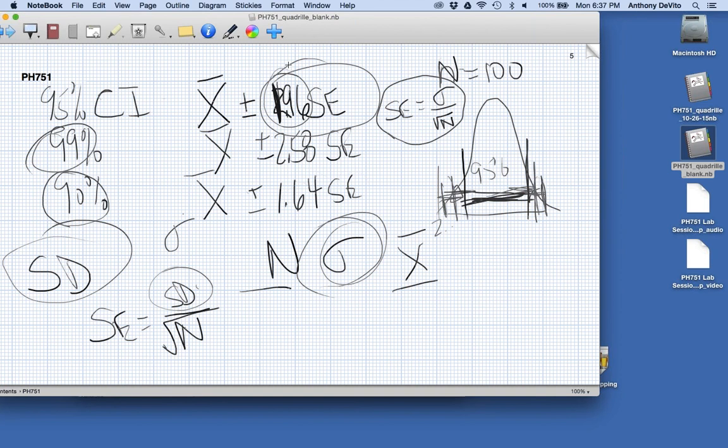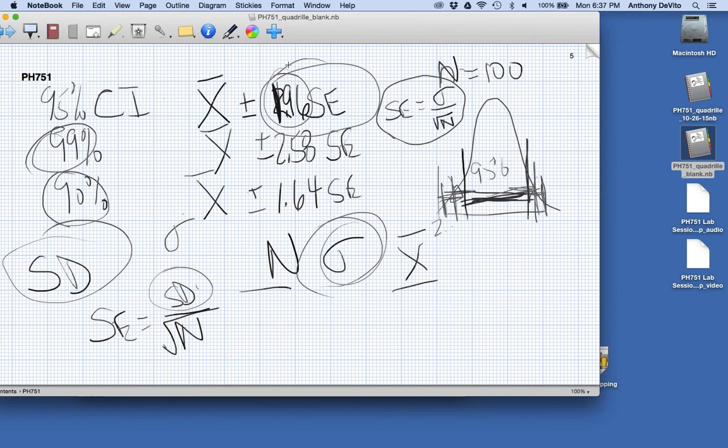Well, sometimes I may be using 2. Sometimes I may be using 2.5. Sometimes I may even be using 3. What do you think will cause me to use a different, larger number for that if I'm estimating the standard deviation using my sample? What would determine how much bigger that number has to be?